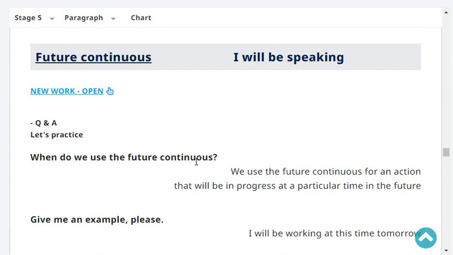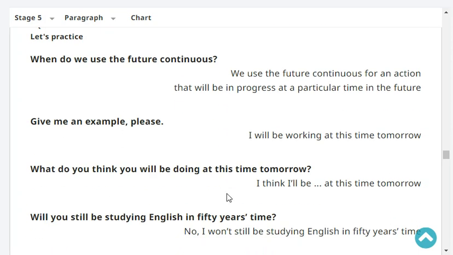When do we use the future continuous? We use the future continuous for an action that will be in progress at a particular time in the future. Give me an example, please. I will be working at this time tomorrow.